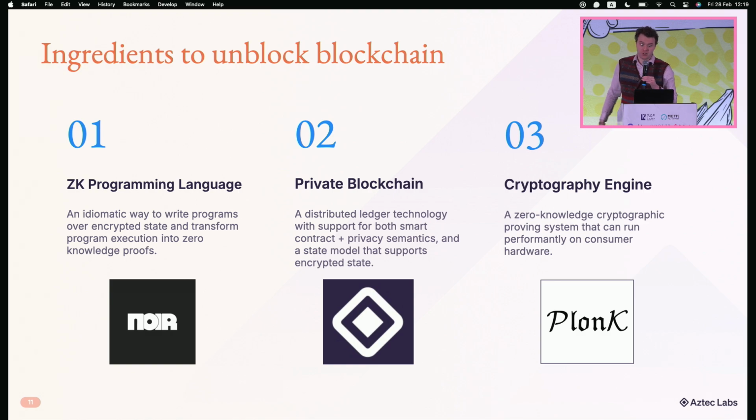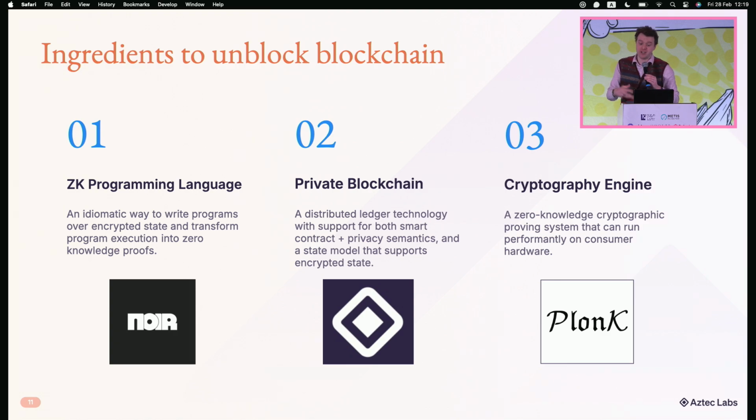And then you can make a private blockchain, a distributed ledger where you have support both for regular smart contract semantics, but also this concept of private state, privacy, being able to obscure who you are, what contracts you're interacting with, what's the data that you're modifying. And this requires a fundamental re-architecture of what a blockchain even is, because the state models are so different.